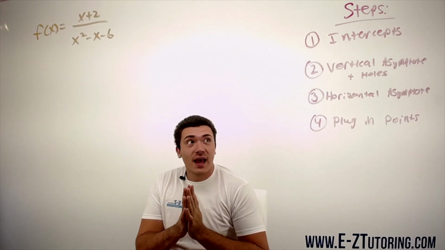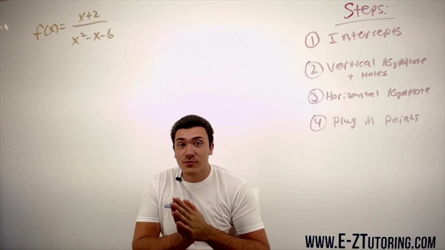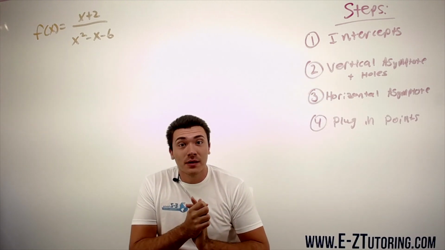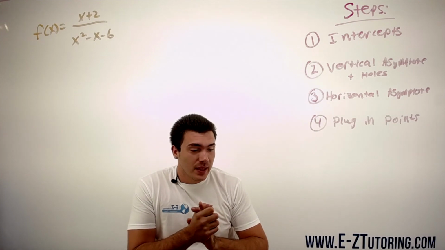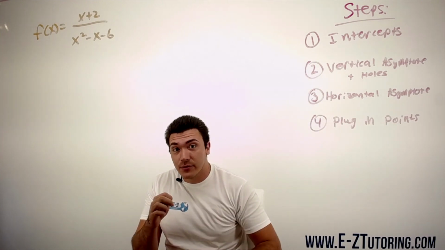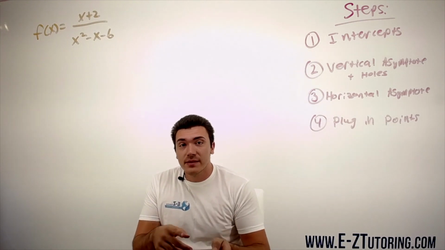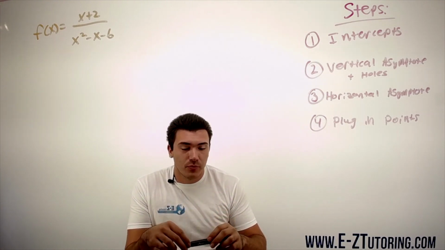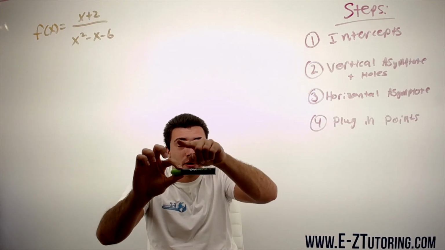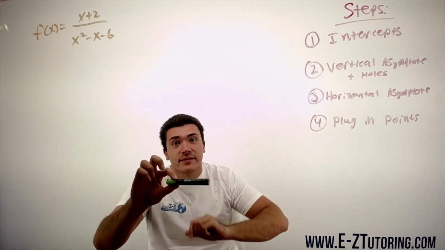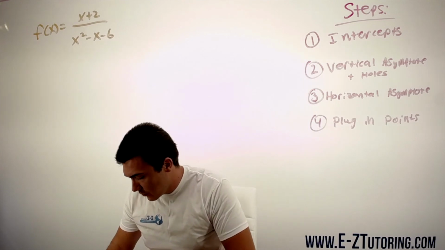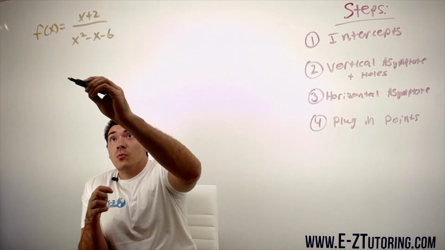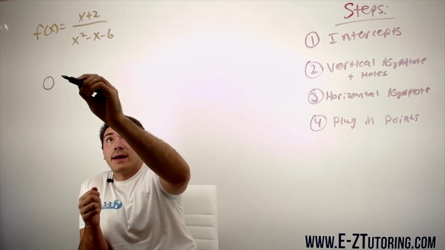We have to find our intercepts, as in our x-intercepts and our y-intercepts. So let's start with an x-intercept. In order to find an x-intercept, you must plug in 0 for y. If you remember what x-intercepts are, pretend this is the x-axis. It's anywhere the graph crosses the x-axis, and anywhere the graph crosses the x-axis, your y is 0. So we go ahead and plug in 0 for y.